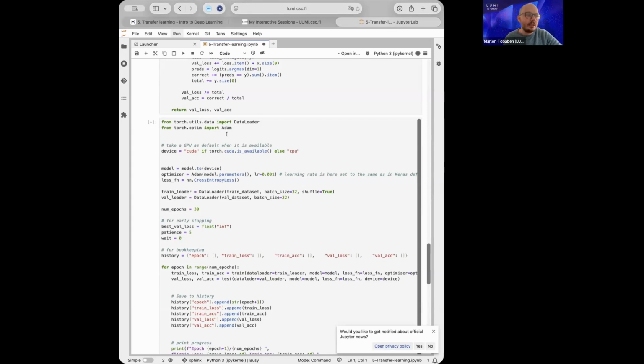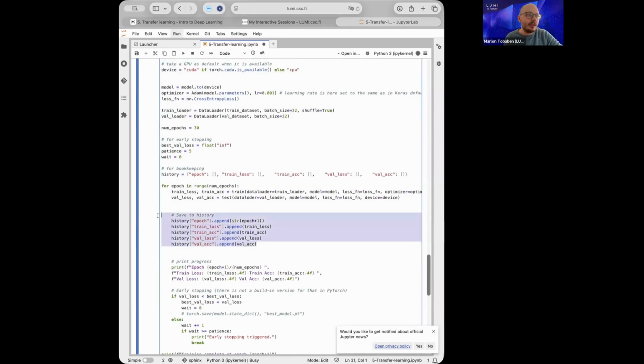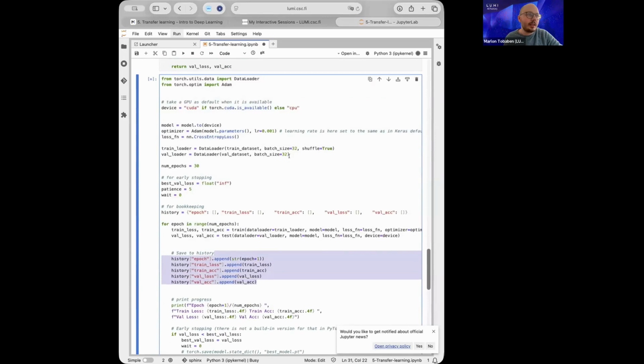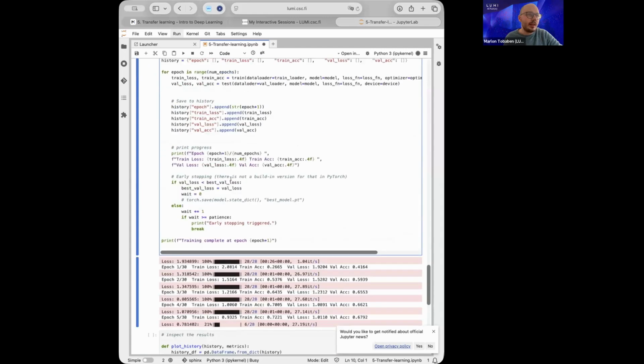So basically we still have this train and test. We still have this history that we have used earlier. We have training and validation loader. We have optimizer, loss function. And then I think this early stopping, if I'm not wrong, was also briefly introduced yesterday, if I'm not mistaken.